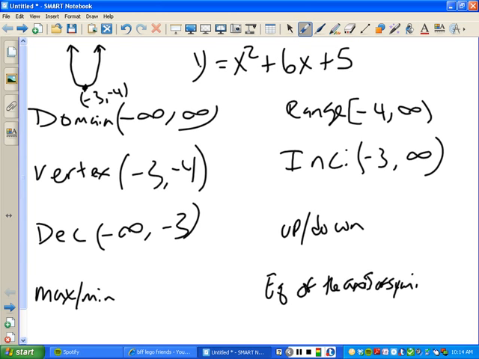Up or down? Is the vertex at the highest point or the lowest point? So it's the minimum. And what's the equation for the axis of symmetry? X equals, please don't forget the X. If you forget the X, don't worry about it, I won't. Okay? X equals negative 3. All right?